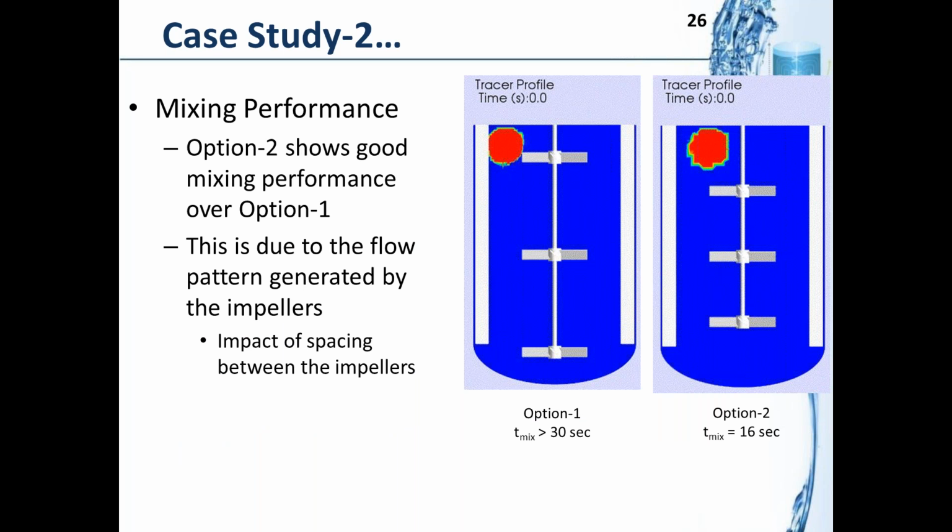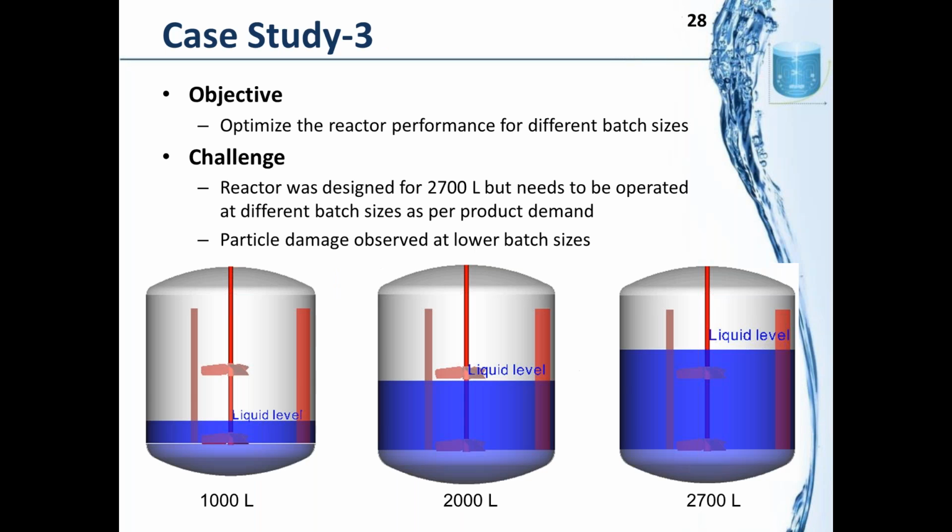The third case study: the problem was to select the optimum RPM. The batch size was varying. The reactor was designed for a particular batch size, but because of changes in product demand, it was decided to operate at various batch sizes to address the product demand challenges.